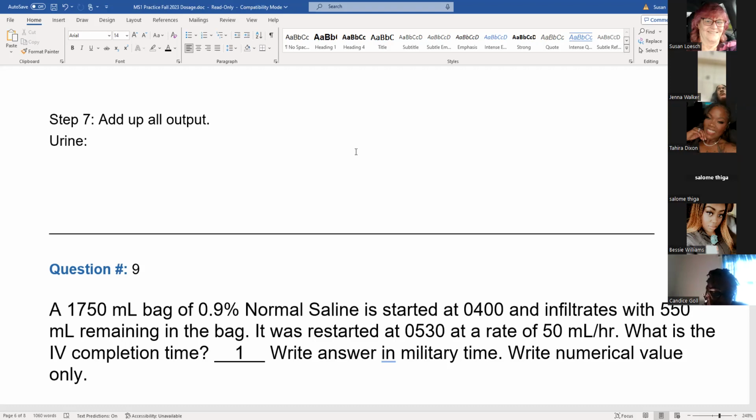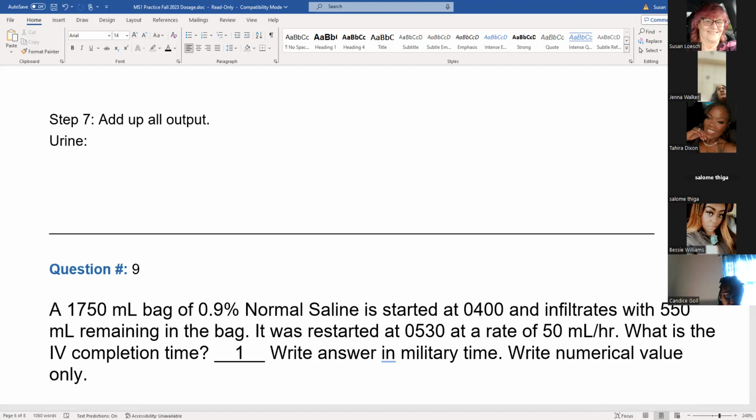So in order for you to do that, you have to calculate the number of hours that it's going to take for the IV to complete. Okay, you know that it was restarted at 5:30, and that's 5:30 a.m. because of the way it's written, right? In military time, 0530 equals 5:30 a.m. and it's going at 50 mLs per hour.